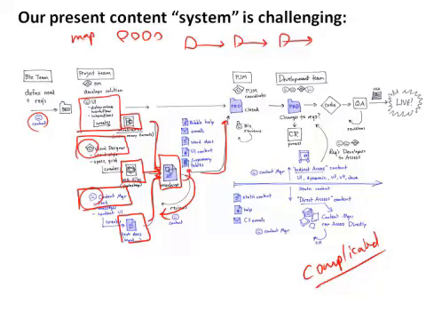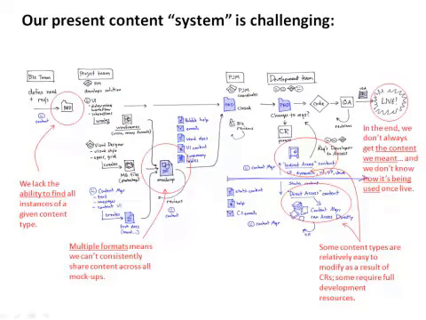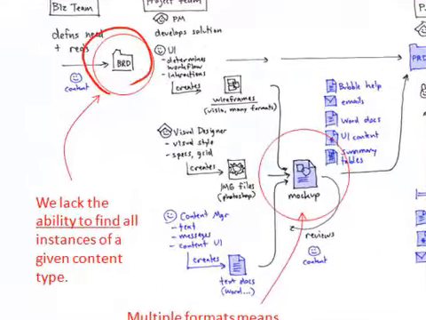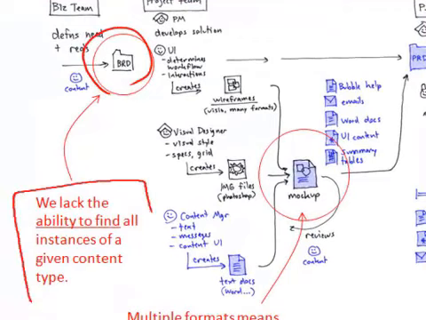So what we decided to do was, in order to point out what about this flowchart makes things challenging, let's go ahead and annotate the flowchart. Something that the moment a flowchart becomes complicated is very important for us to do. We circle things and we say at this point in the flowchart we lack the ability to find all of the instances of a given type of content.